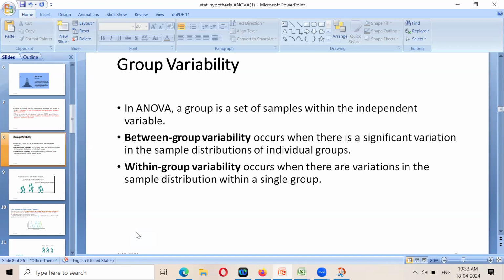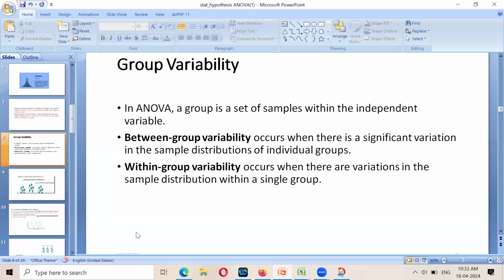One is between the group variability and another is within the group variability. Okay, so between the group variability means what? Suppose I'm having groups 1, 2, and 3, like class unit test 1, unit test 2, and unit test 3. So I can compare between the first and second group, between the second and third group, and between the first and third group. That is the between the group variability.